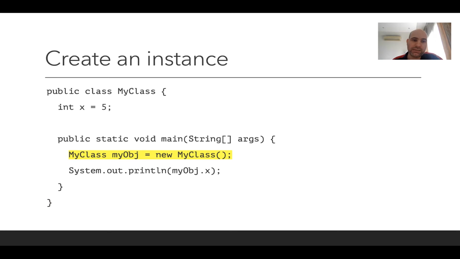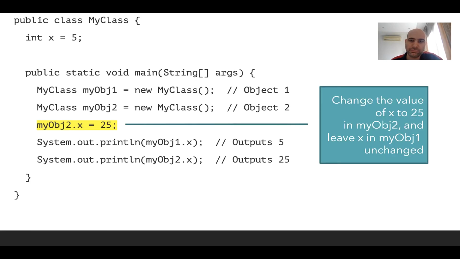So how do you create an instance? It's very, very similar to Python. MyClass myObject equals new MyClass, and you can see it's exactly the same. Now, just to give you an example, this has two objects in it, and what you have to do is change x to 25, and you'll see that the original one stays at its default value, so myObject1 is 5, myObject2 is at 25.